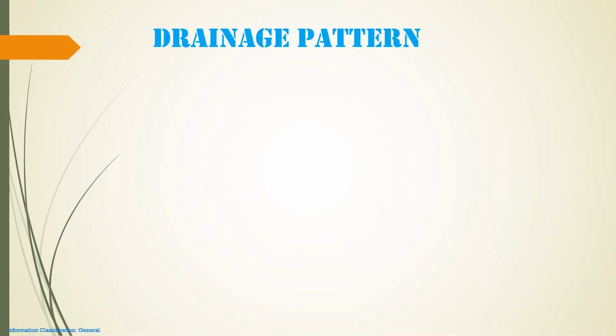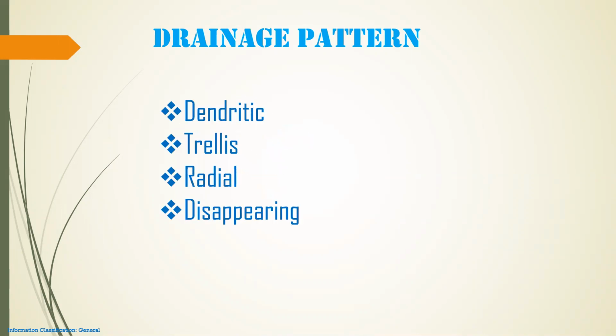20 marks questions are there, very specific questions. In that, drainage pattern is also important. Drainage patterns means the flow of the water. So in our syllabus, we need to discuss mainly 4 different types of drainage. First one is dendritic, second one is terrace, third one is radial, and fourth one is disappearing. These are the 4 important drainage patterns we can see in our topographical map.